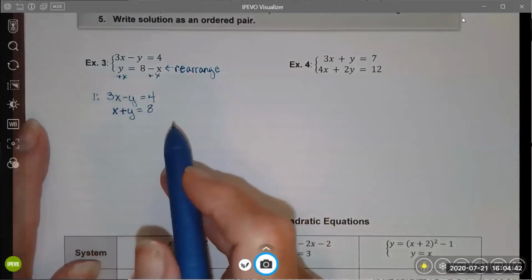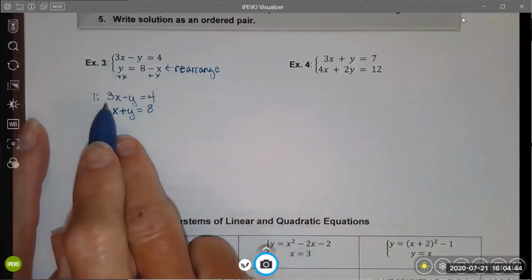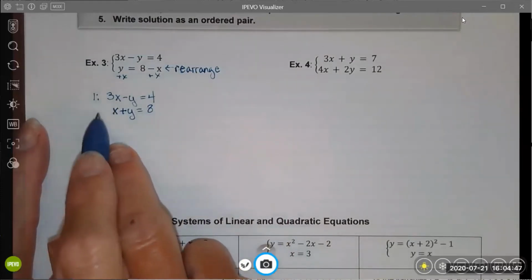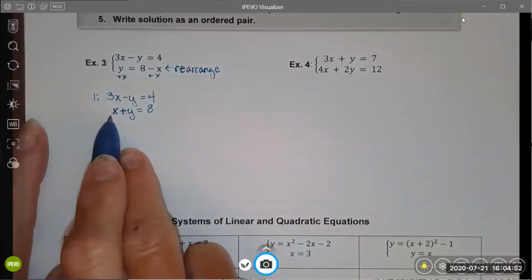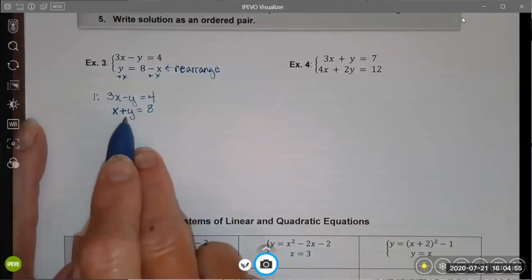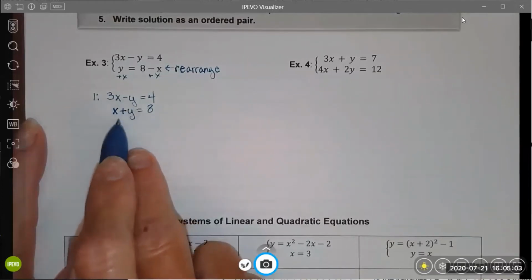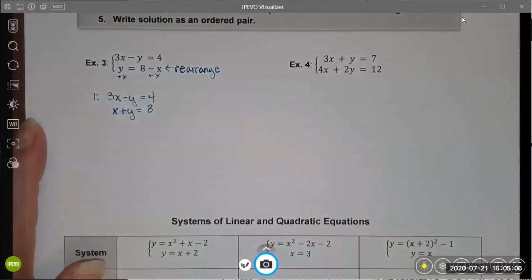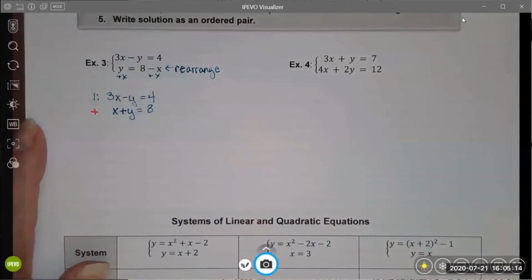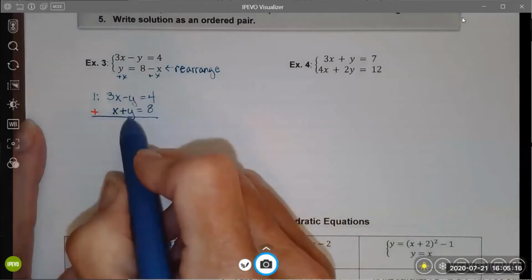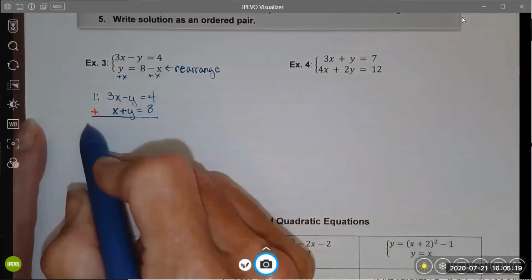In order for something to be eliminated, the coefficient in front of the variable needs to match in the two equations. So in this case, I will not be able to easily eliminate the x values, but I will be able to eliminate the y values, both having the coefficient of 1. If I add -1 and +1, that variable will be eliminated. So I'm going to add these two equations. If the signs had been the same, I would have subtracted the two equations.